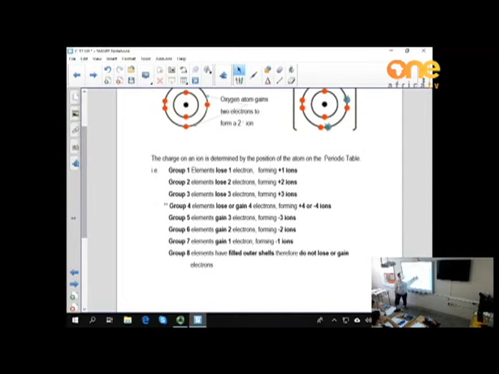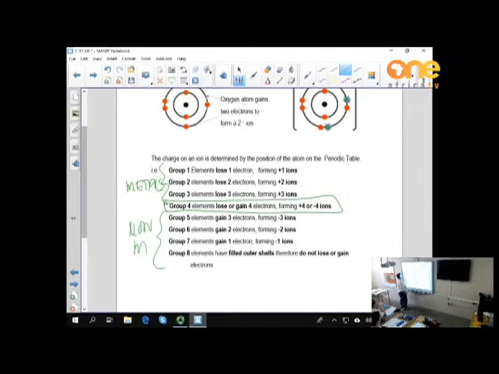Group 1 elements all lose 1 electron, forming +1. Group 2 will lose 2, forming +2 ions, etc. Okay. Take note, when we go to the non-metals, they gain electrons. So over here, these are non-metals, and remember we said some are going to lose and some are going to gain. The metals will lose, the non-metals will gain.